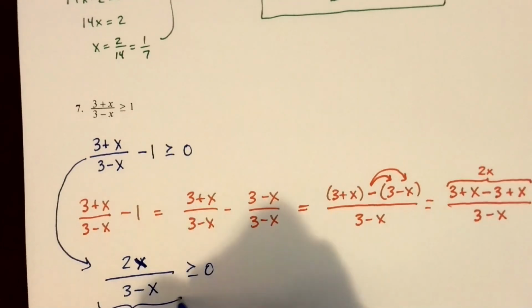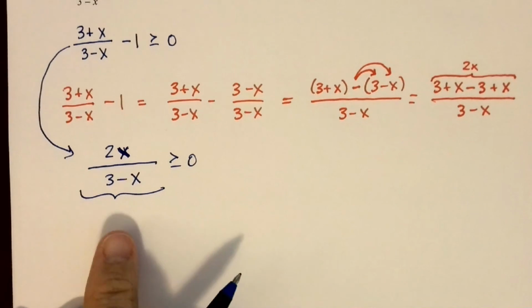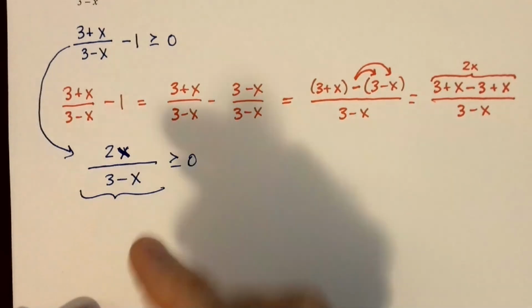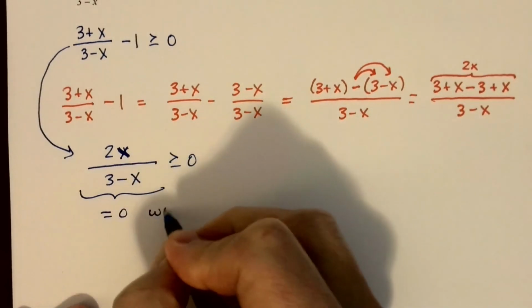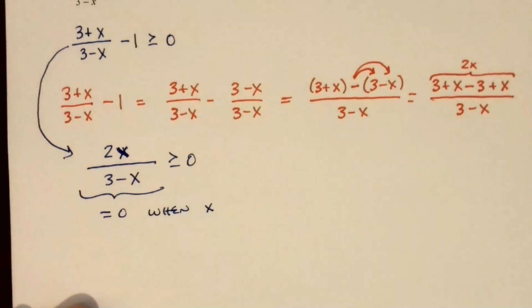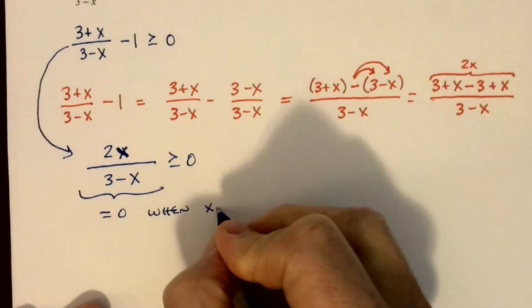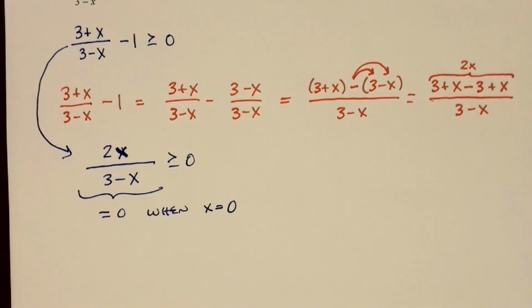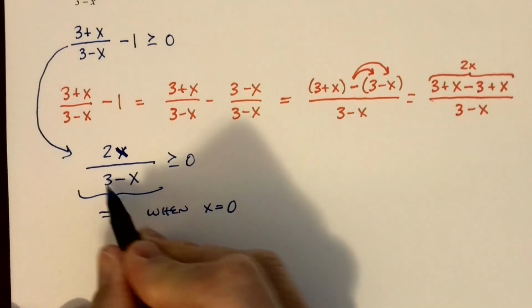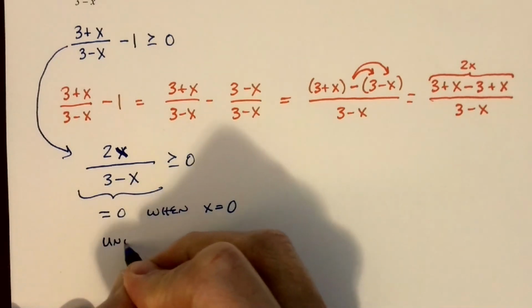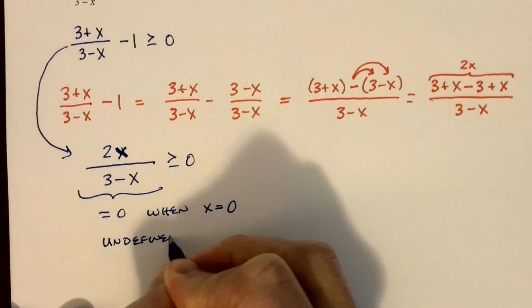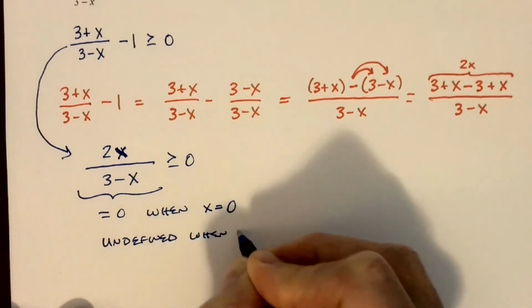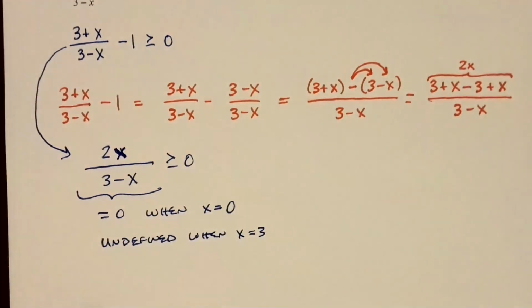And now I can quickly tell when this is going to be equal to 0. This will be equal to 0 when x is what? When will this expression be equal to 0? When x is 0. Some of you might have said when x is 3. Well, you'd be wrong, because when x is 3, I'm dividing by 0. In fact, what do we know? This is undefined when x is 3. Right? Division by 0 is undefined.